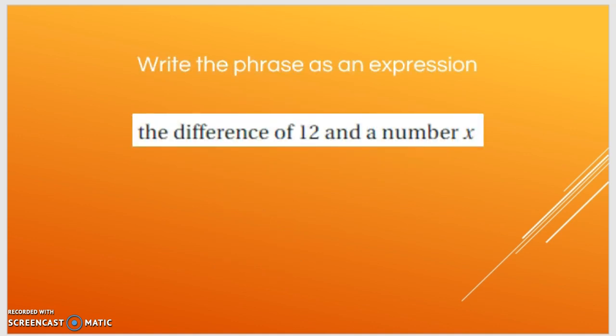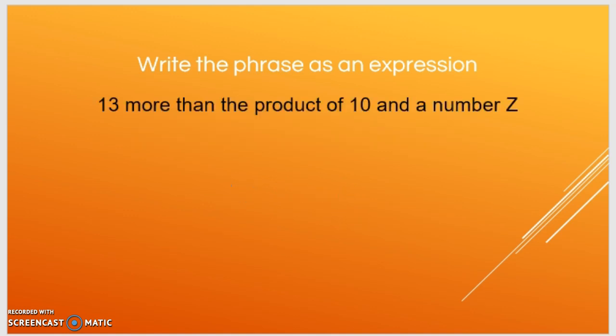Moving on to the next one, write the phrase as an expression, the difference of a number and 12. So here, the word that tells me what to do is this difference. That means subtract. So I know I'm going to have to subtract. Now, subtracting is the toughest one to deal with because you have to make sure it's in the right order. Remember, order matters for both subtraction and division. So when it says the difference, you just put a subtraction sign, and then whatever comes first in the sentence, you put first. Whatever comes second, you put second. So that is 12 minus x.